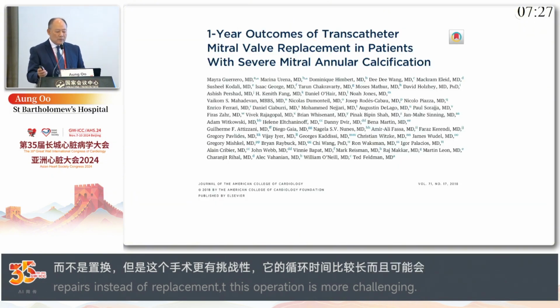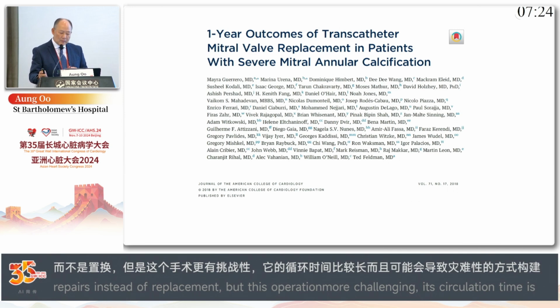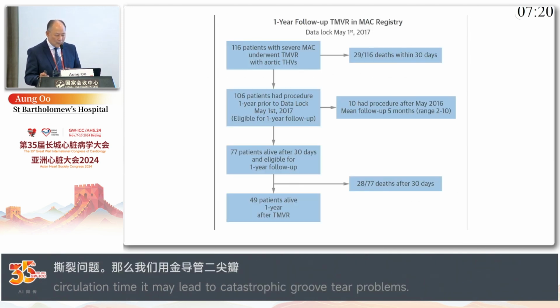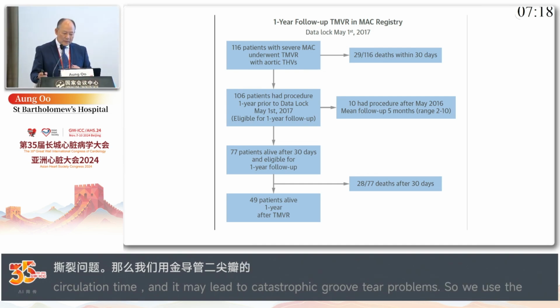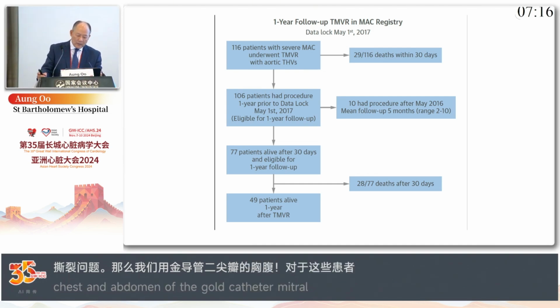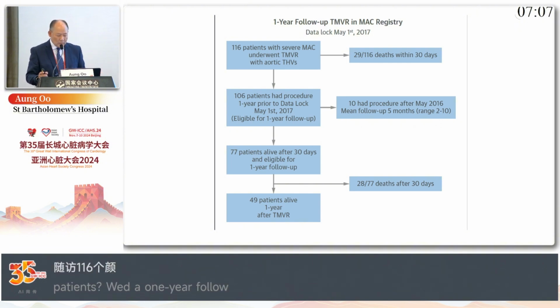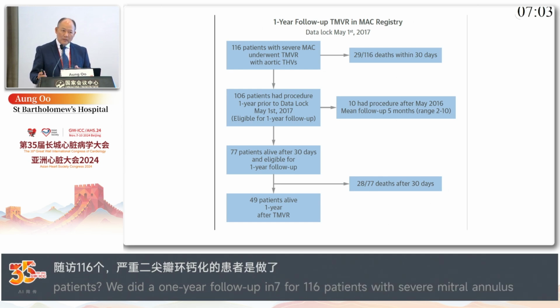So what about transcatheter mitral valve replacement in these patients with severe mitral calcification? One study in 2017 had 116 patients with severe MAC who underwent transcatheter mitral valve replacement. Out of them, 29 patients died within 30 days, so mortality is still relatively high.